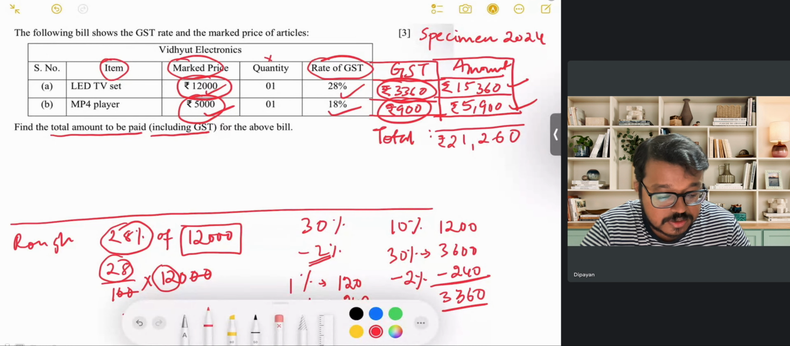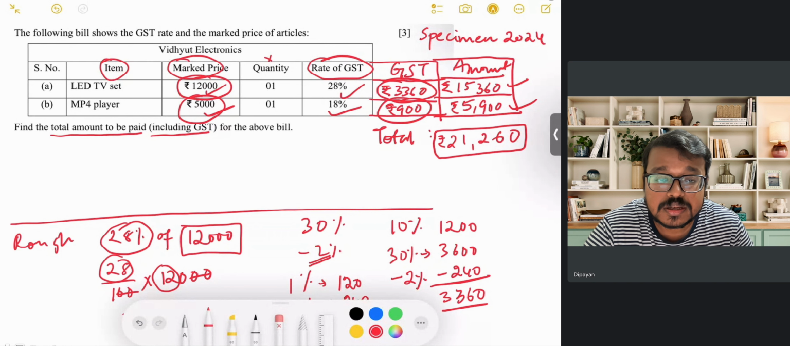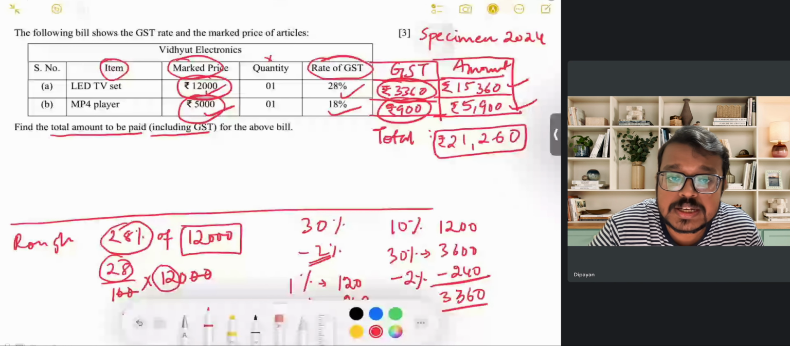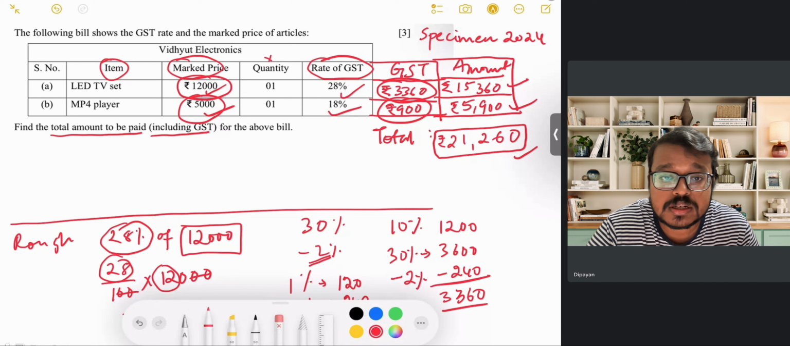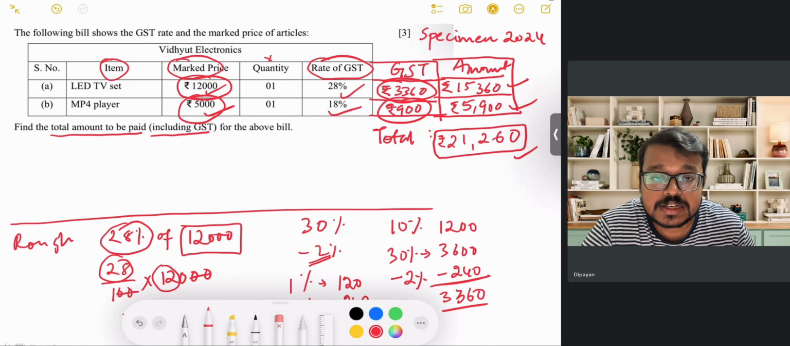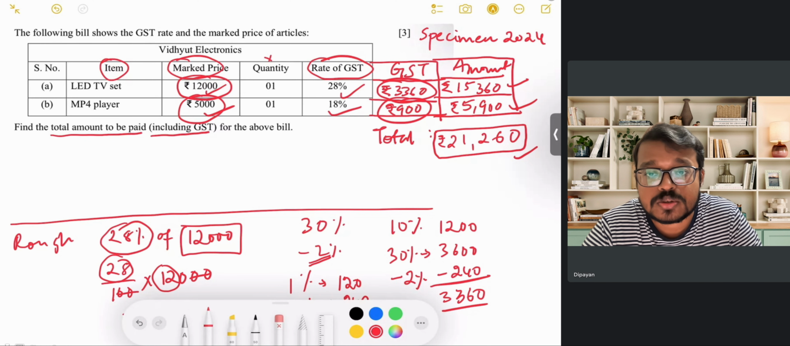That if you calculate in your rough column, you should get rupees 21,260. So if you write your answer like this, it will be very clear to the examiner. The final answers are clearly given in the table and the rough work is shown in the rough column.